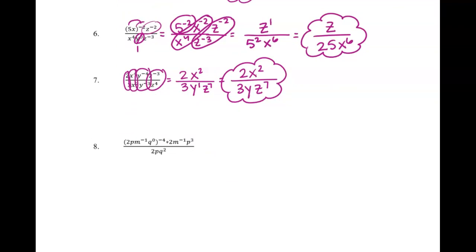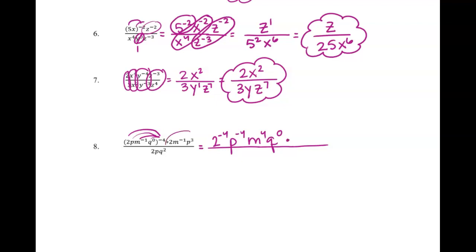All right, this one's a lot. You kind of just have to start somewhere. Exactly where you start doesn't matter as long as you do everything correctly. I'm going to distribute first. By distribute first I mean look for parentheses and distribute. Fractions there, so we have 2 to the negative 4th, p to the negative 4th, m to the negative 1 times negative 4, which is 4, and then q to the 0 times negative 4, which is just q to the 0.